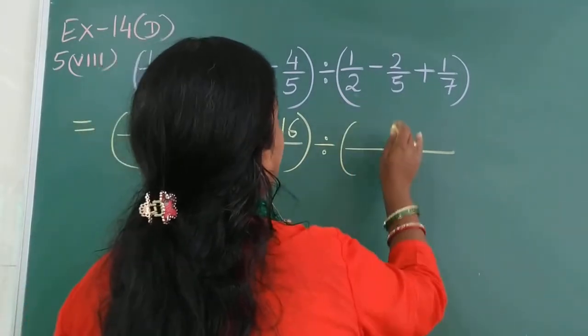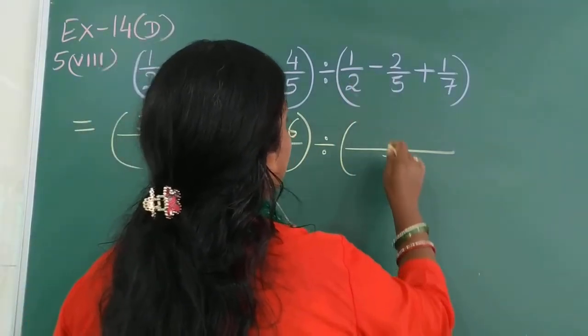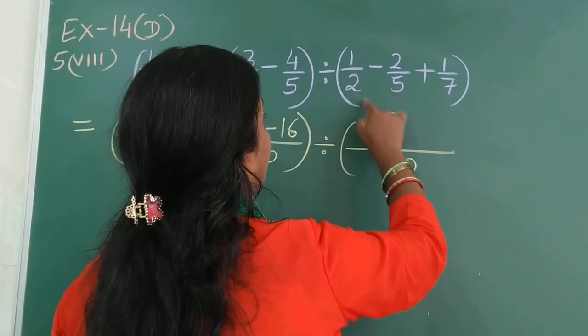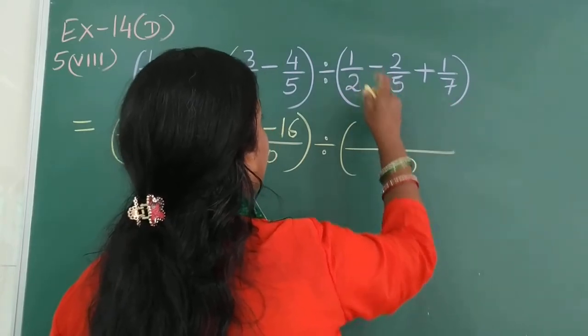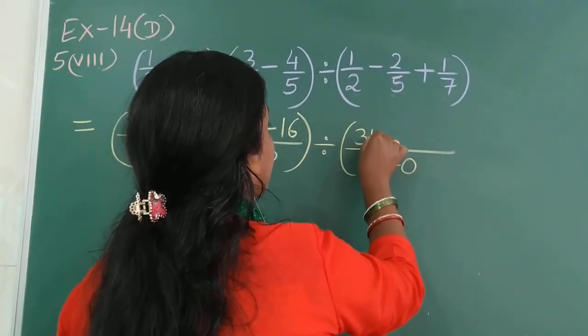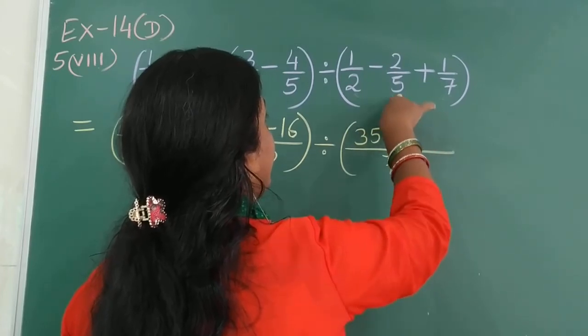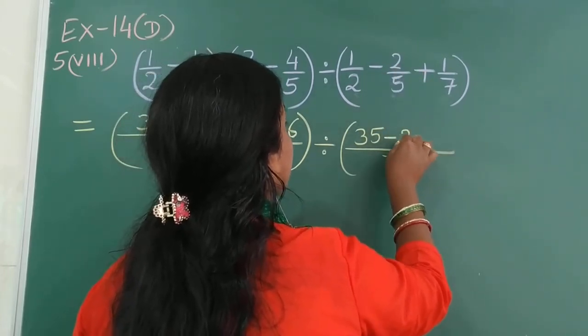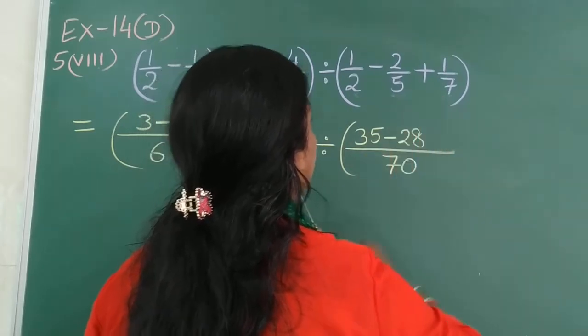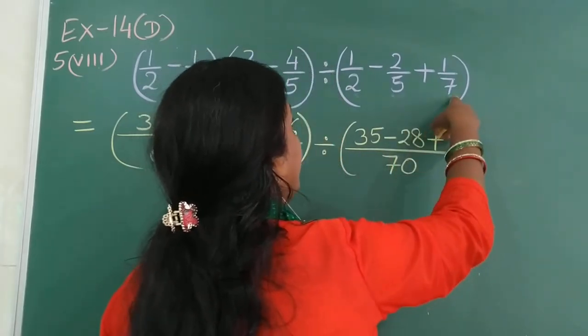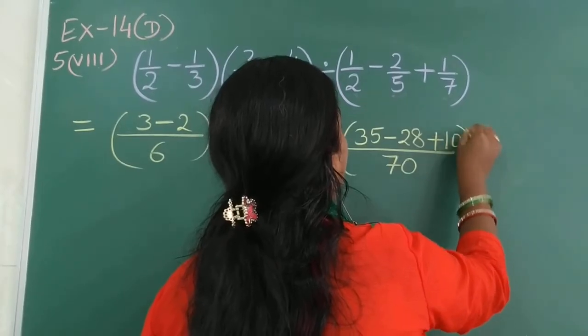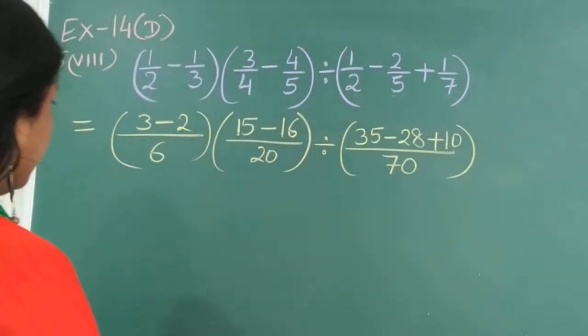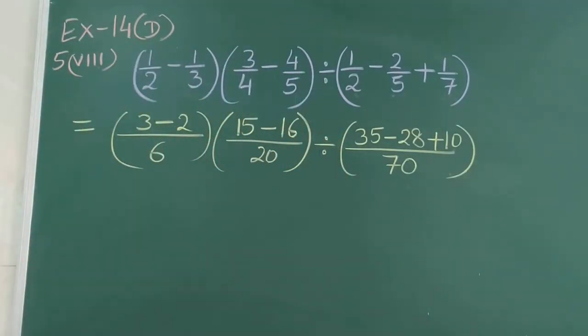So 70 by 2. As I had said, you a trick, 2 means we can get 7 5s are 35. 35 into 1 is 35, minus 70 by 5 we get 14. 14 into 2 is 28, plus 70 by 7, 10. So we get 10.